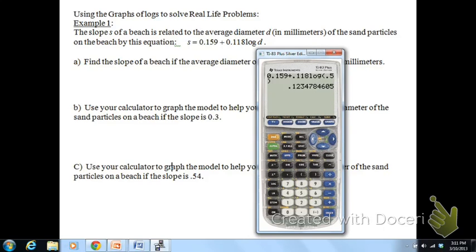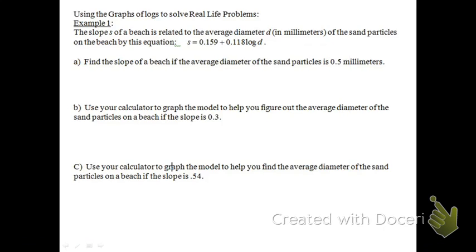Usually we go to 2 decimal places, so here we're going to have a slope of our beach at about 0.12 if we round it. Now for part B, we're going to use our graphing calculator to help figure out the average diameter of sand particles on the beach if the slope is 0.3.